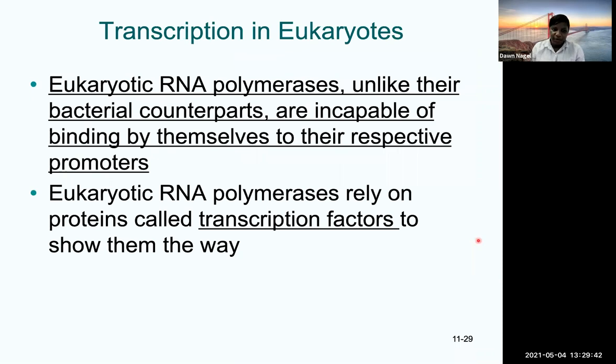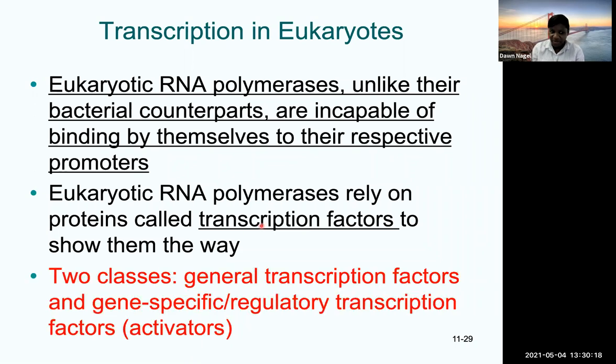But unlike bacteria, where the sigma factor binds to that minus 10 to minus 35 region, and the UP element might bind to that minus 40 to minus 60 region, the actual polymerase is making contact with the DNA in bacteria. This is not the case with eukaryotic RNA polymerase. The polymerase itself does not bind directly to the DNA within the promoter, okay? They rely on transcription factors to show them where they need to bind, okay?